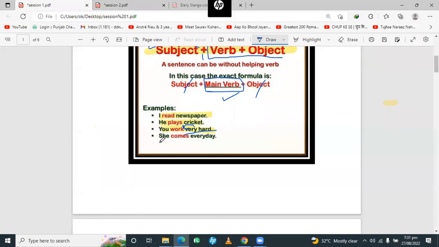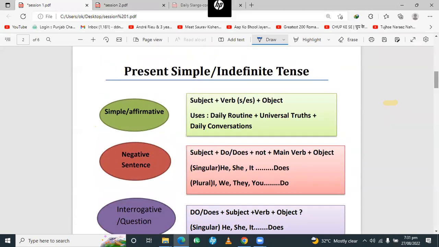Next sentence: she comes every day. What is the object here? She comes every day. No object here. Okay, fine. Now you got my point. Let's talk about present simple. Firstly, I will tell you the use of present simple. Or, what is an object? An object is someone who receives the action, on which the work is done.